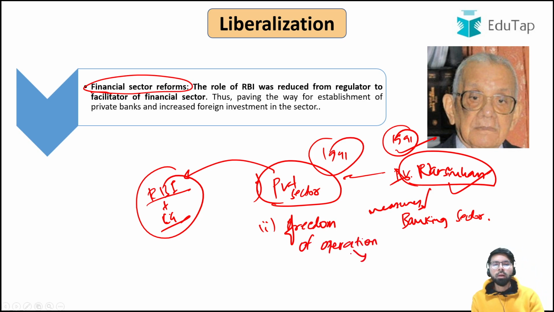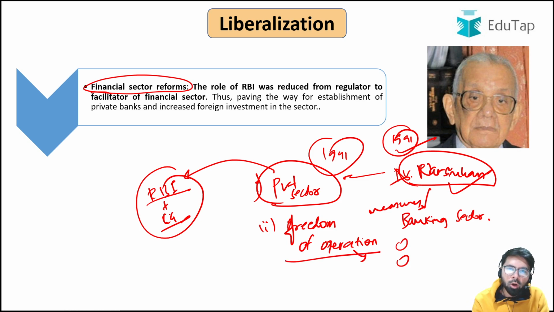So what does it mean? It means that now banks such as SBI or HDFC can open any branches where they want. Earlier it was not the case. They had to obtain many permissions from the RBI to set up any branch. So this was a controlled sector.